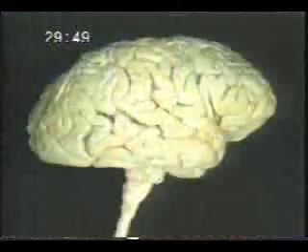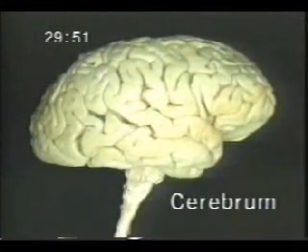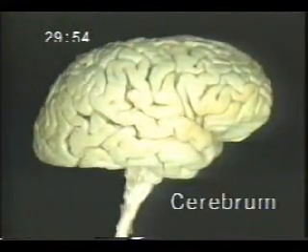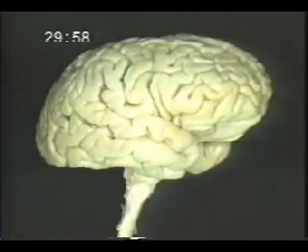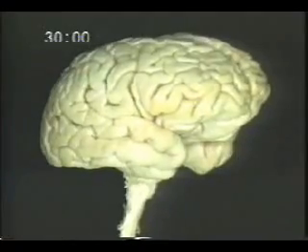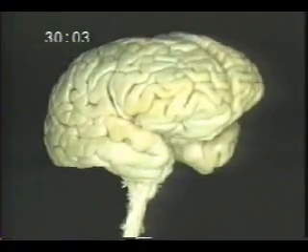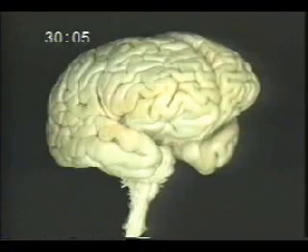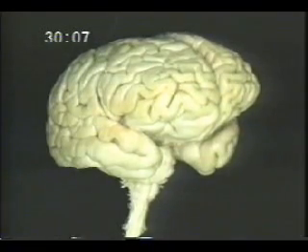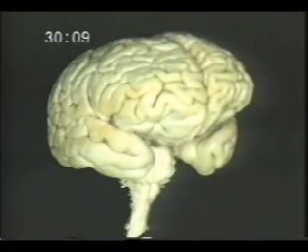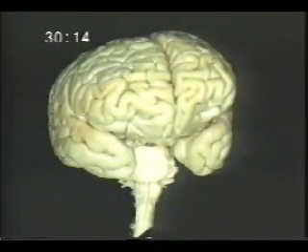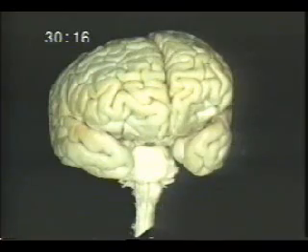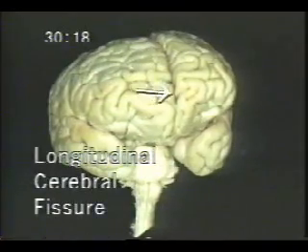Now we'll move on to look at the cerebrum. Here's the cerebrum with the brainstem attached and the cerebellum removed. The functions of the cerebrum include the senses of vision, hearing, smell, touch, and spatial perception, and also speech and language, memory, thought, and voluntary action. The cerebrum is formed mainly by the two cerebral hemispheres. These are separated in the midline by the falx, which occupies this longitudinal cerebral fissure.